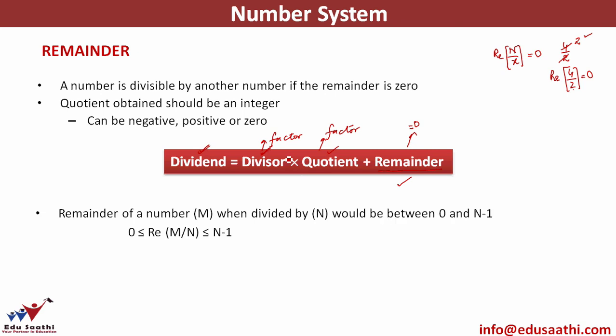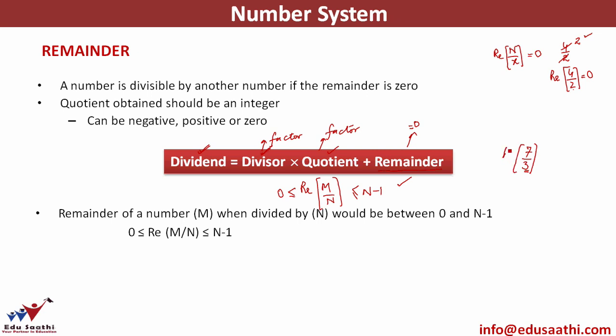When a number m is divided by another number n, I am looking at the remainder. I am not looking at the quotient part of it. The remainder would always be between 0 and n minus 1. So that means the remainder could be 0, 1, 2, 3, and so on up to n minus 1.